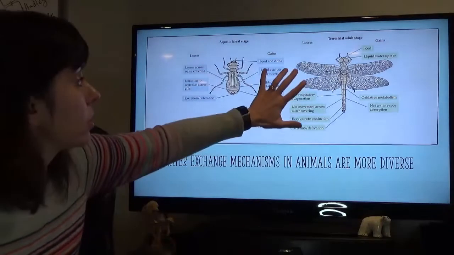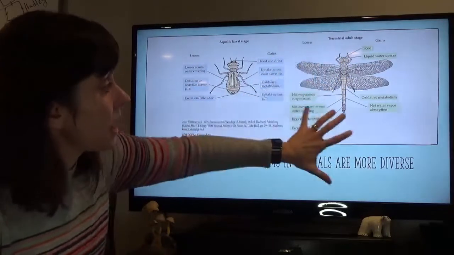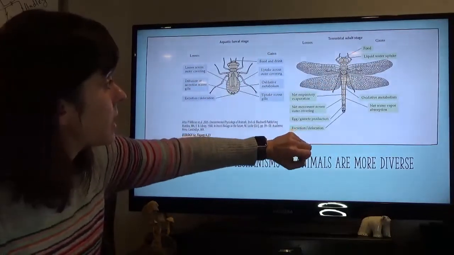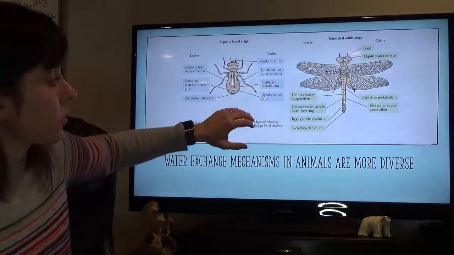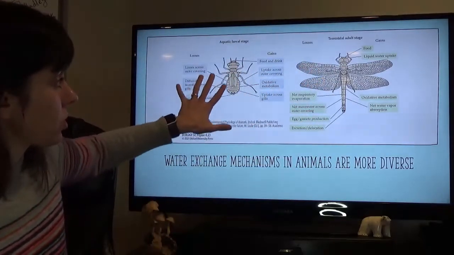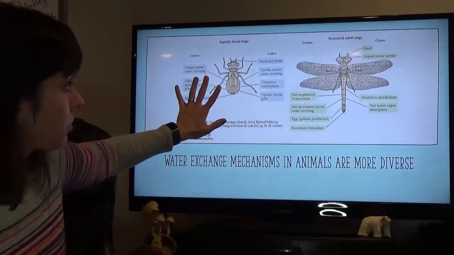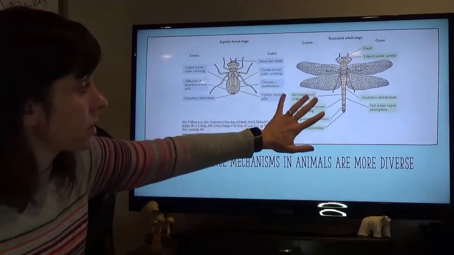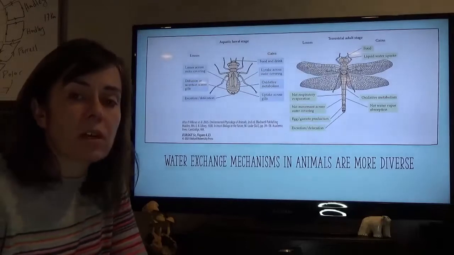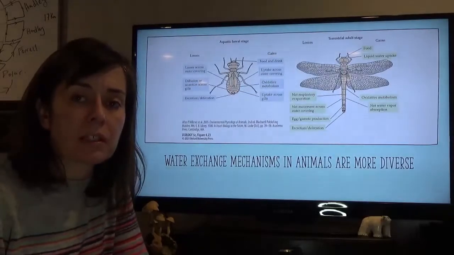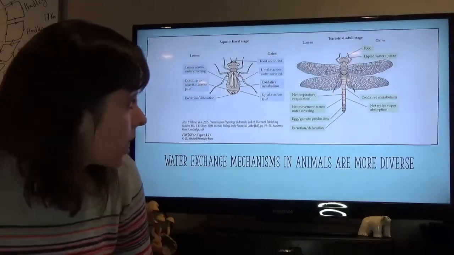breaking down sugars. Okay, terrestrial adult stage, similar kinds of processes as at the larval stage, with a few changes. So just acknowledging that for some organisms, as you move from a larval stage to an adult stage, in the case of insects, or across different stages of development, the gains and losses of water may vary.